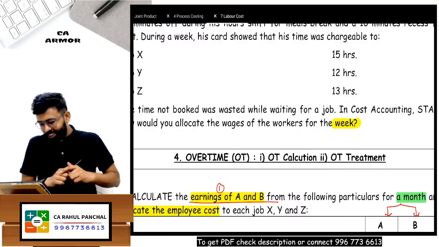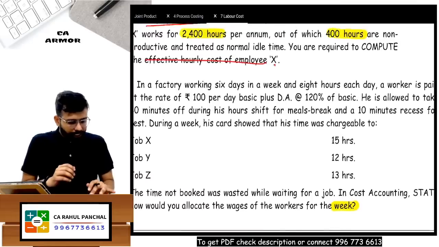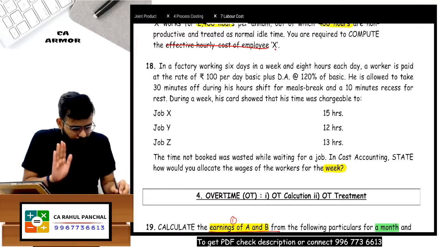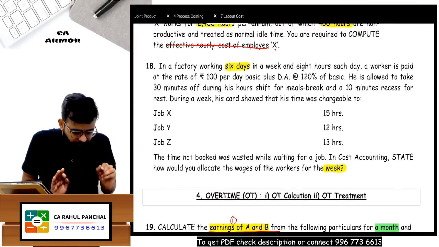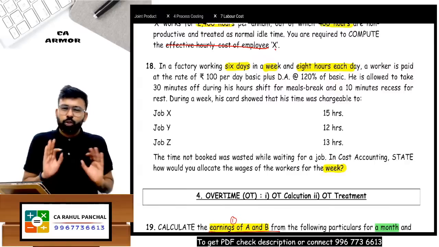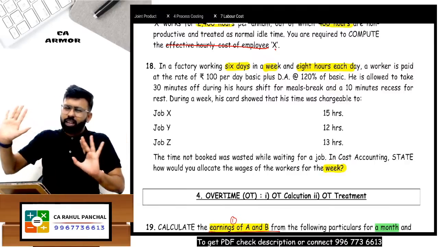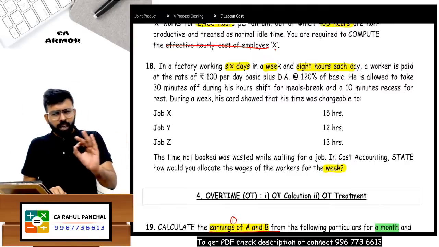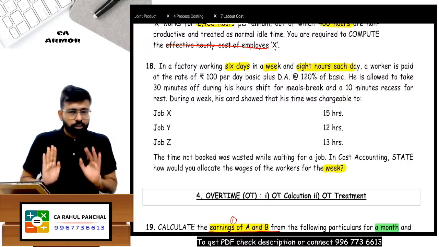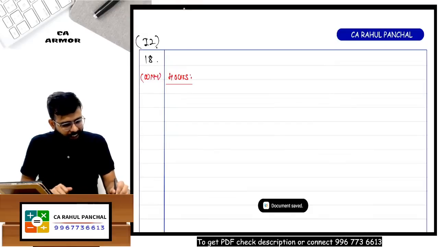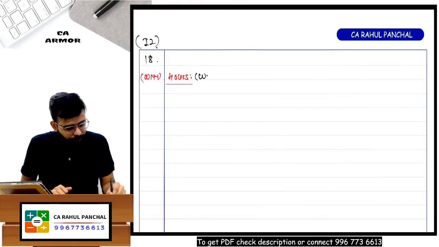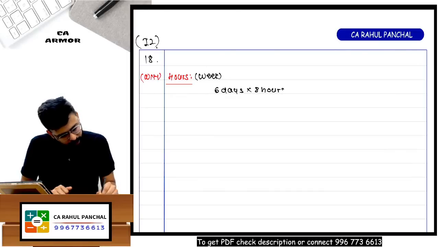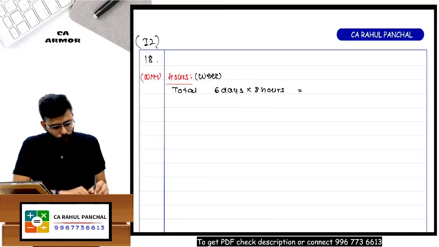Okay, sir. Let's read the question one by one. Okay. Chalo, let's read the question. Sir, first of all, in a factory, 6 days in a week and 8 hours each day. So Sunday ko we give chutti, we give holiday to workers. Sunday don't come. Come only for 6 days, Monday to Saturday, and every day work only for 8 hours. Okay, sir. It means if I have to get hours in 1 week, worker is going to work for how many hours? So I will say that 6 days into 8 hours he is gonna work for. It means total he is going to work for 48 hours.